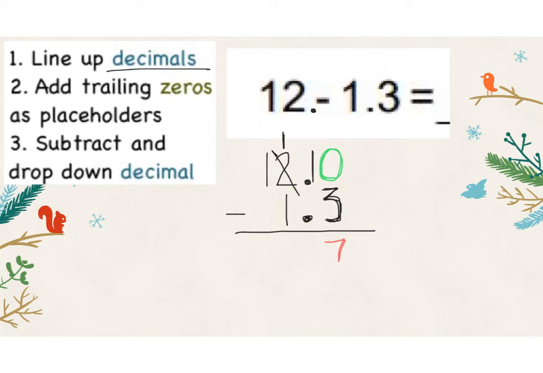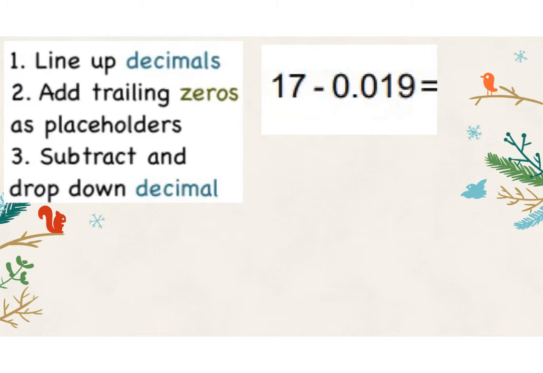Okay, 10 minus 3 is 7. Decimal, still lined up. 1 minus 1 is 0, and then you have 1 of the 10. 10 and 7/10. Next problem.